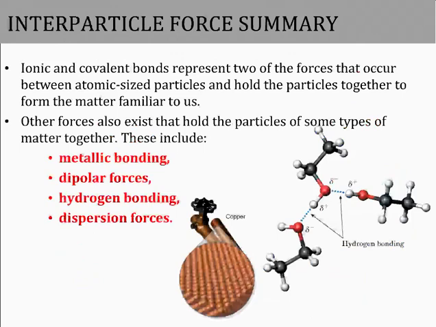Now, let's summarize the different types of forces that can exist between molecules now that we know about covalent molecule polarity. So ionic and covalent bonds represent just two of the forces that occur between atomic-sized particles. However, there are forces that exist between particles, such as metallic bonding, dipolar forces, hydrogen bonding, and dispersion forces. So we're going to go through each of these different types of forces.